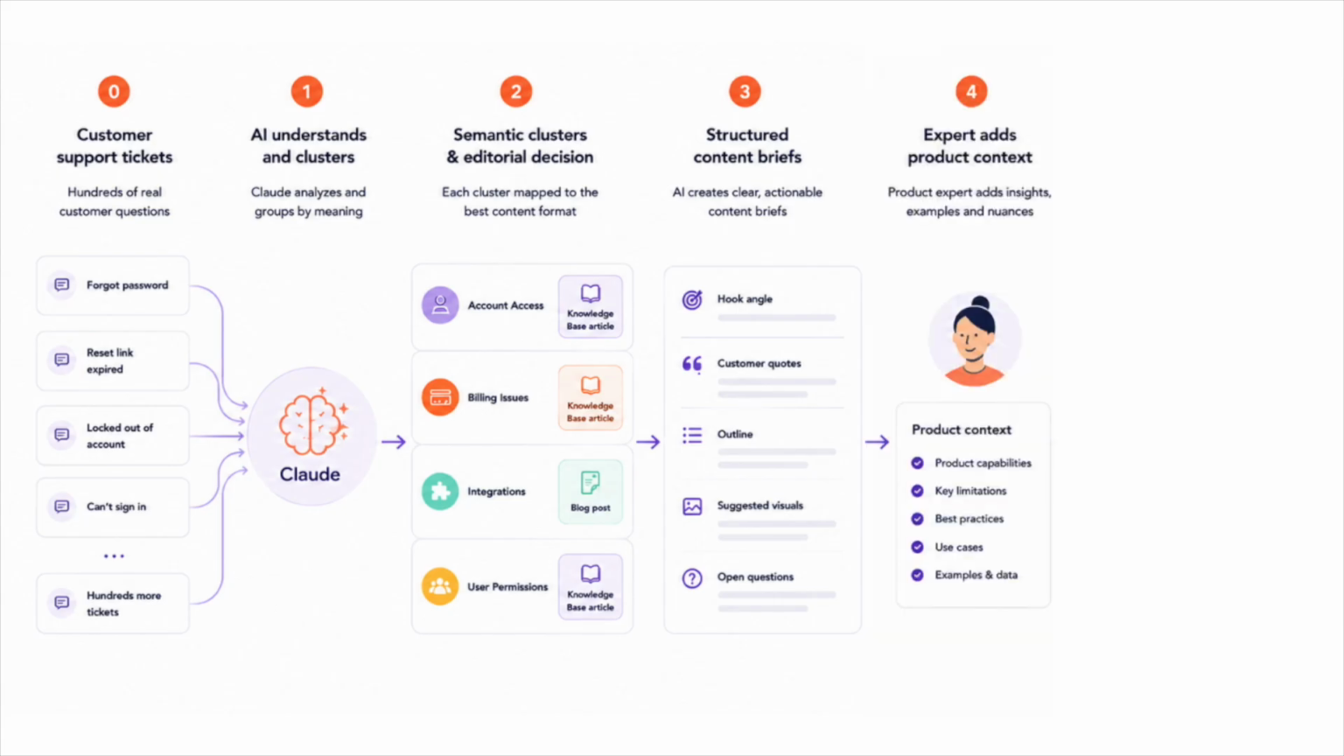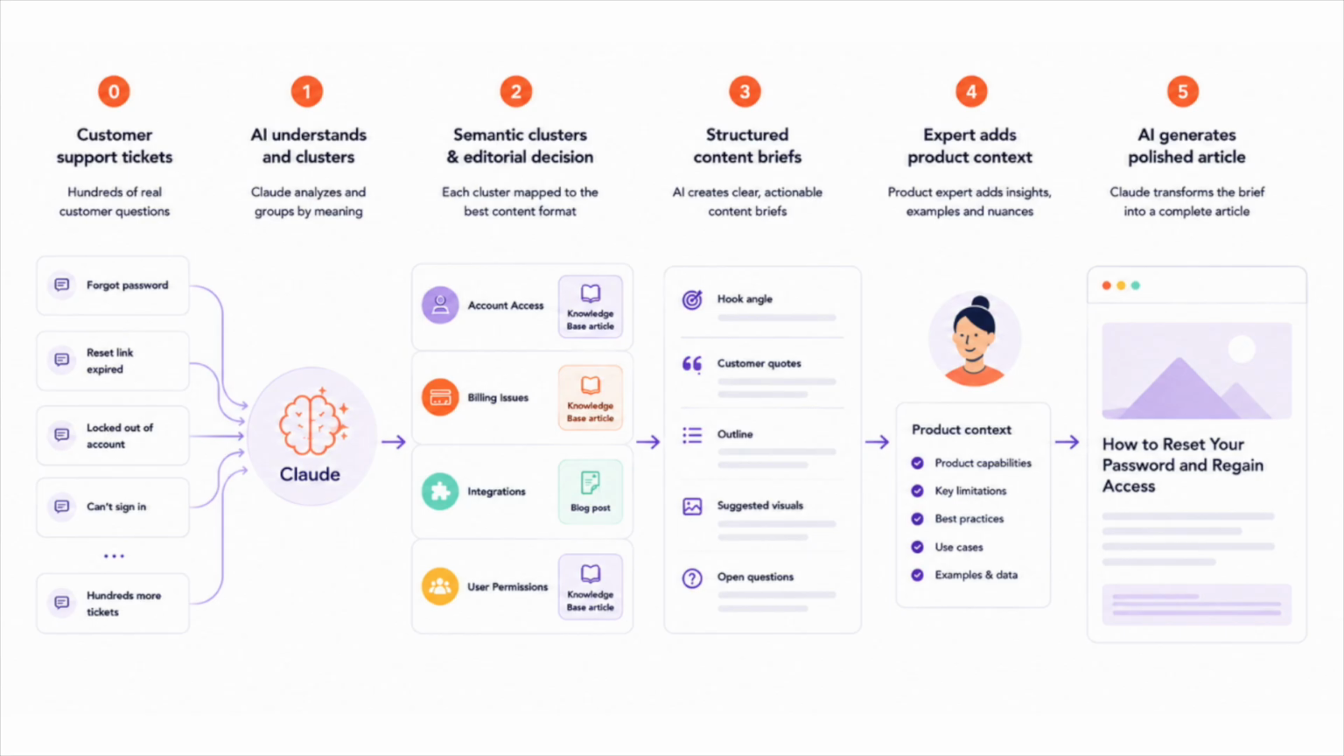And phase 4 is optional. If you give Claude the product context for one specific brief, so basically 5 lines of facts your product expert would write in 2 minutes, Claude turns the brief into a finished article.